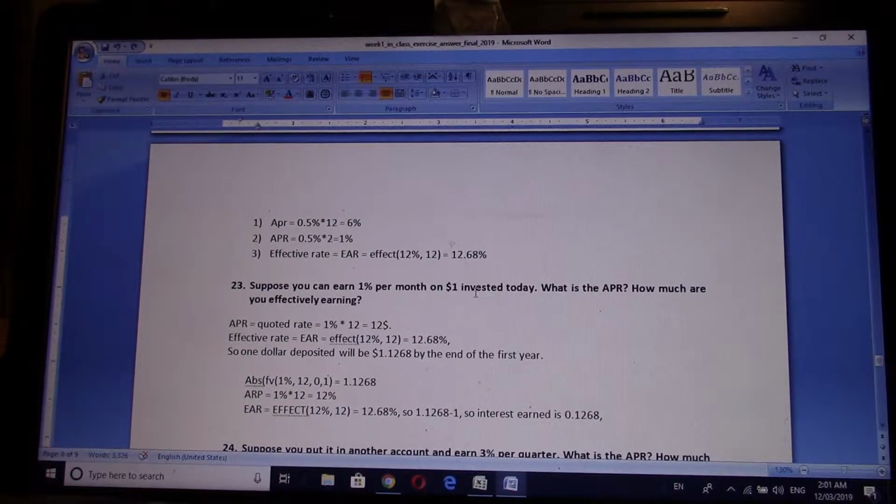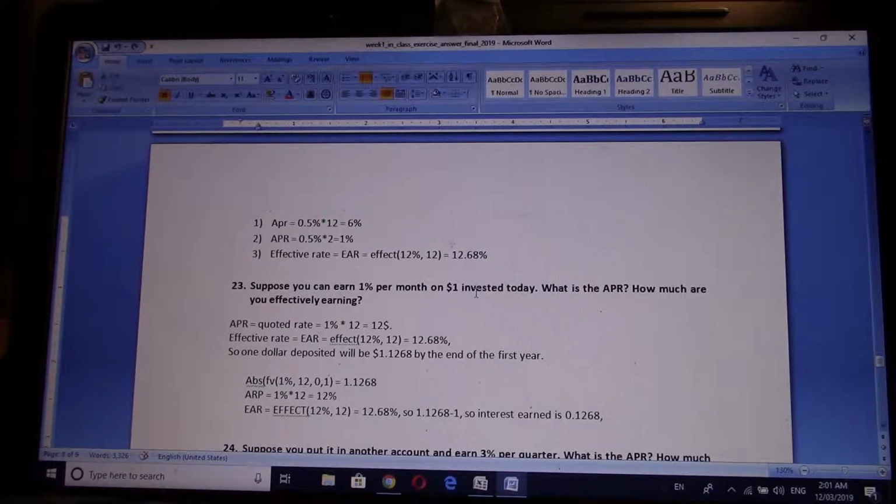Let's continue working on this set of questions. We are at question number 23 now. Suppose you can earn 1% per month on a dollar invested today. What's the APR and how much are you effectively earning?